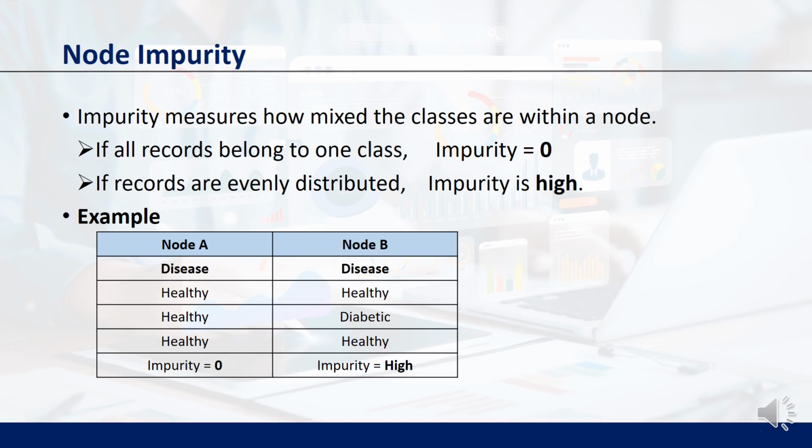So consider this as an example. In node A, for the disease, there are three outcomes. All three are healthy. If you take node B, one is healthy, one is diabetic, another one is healthy. So there is a mix of results possible from node B. So it is not pure. The impurity is high here. So this is called node impurity. If a node results in only one result, it is highly pure. If not, it is impure.